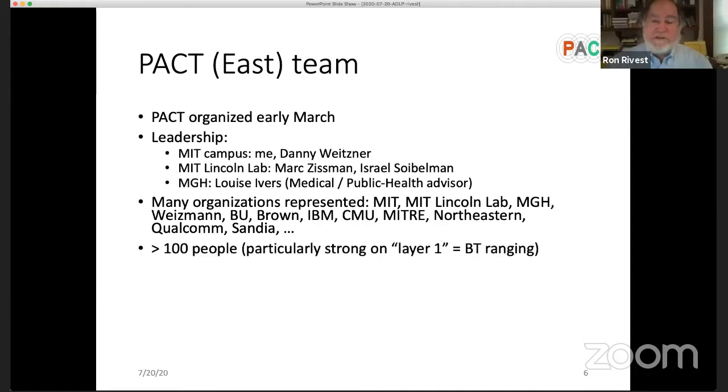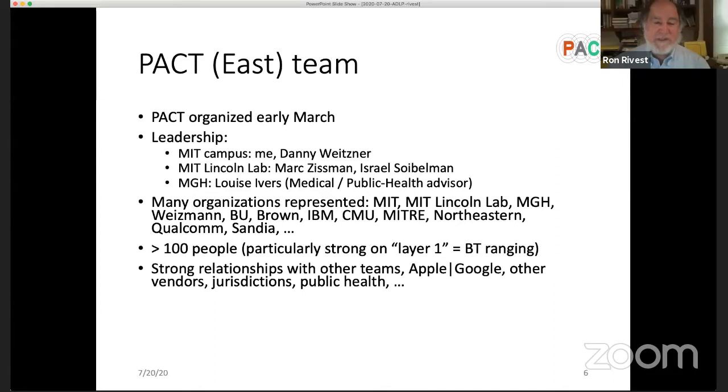More than 100 people are involved locally in Boston, and we're particularly strong on what we call layer one, which is the Bluetooth ranging thing. How far away are the two phones from each other? Because that's one of the challenging questions, as I'll talk about. But we have strong relationships with other teams, Apple and Google in particular, who are helping with some of the foundational implementations, other vendors, jurisdictions, various states or cities or universities, even public health authorities in various places. So a lot of people are talking with each other, trying to figure out how to make this technology work.